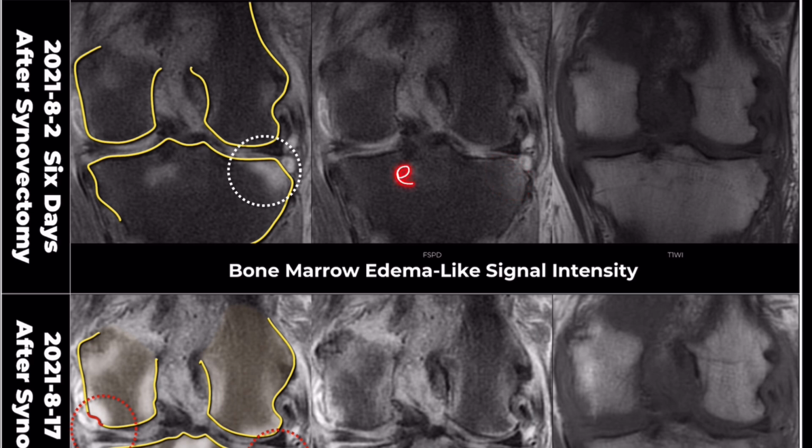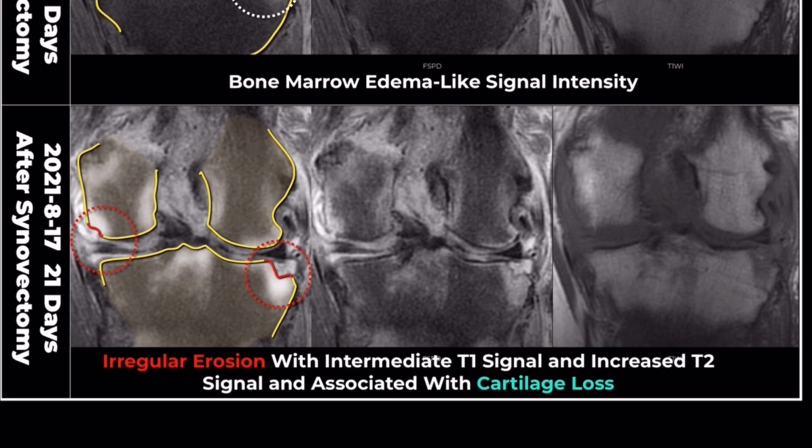T1 weighted images showed low signals within the subchondral bone, and fat-suppressed proton density weighted imaging displayed a thin rim of subchondral edema and pericapsular edema. 21 days after the synovectomy, the MRI clearly demonstrated irregular erosion.